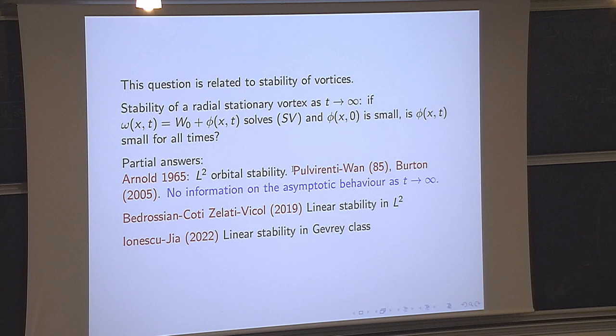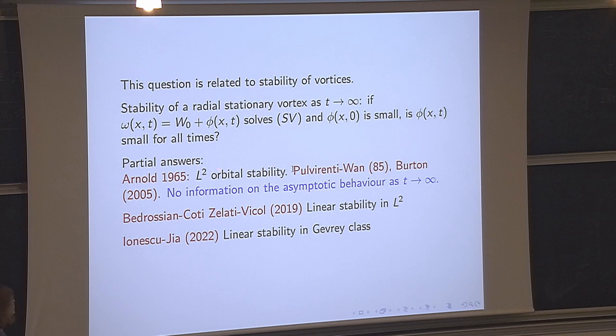And this question can be related to the question of stability. Even in the case of, just take one W0, radial, stationary, decaying to zero at infinity. And the question would be, if you perturb initially your capital W0, is the solution close to W0 for all time?